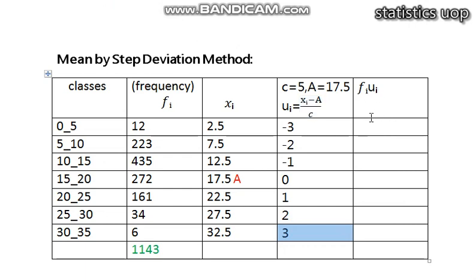Now this fiui is the product of this fi column and ui column. Multiply this 12 with minus 3, we get minus 36. Multiply this 223 with minus 2, we get minus 446. Similarly, by multiplying the remaining values, we get the fiui column. Okay, this is the sum of the fiui column, that is minus 670.